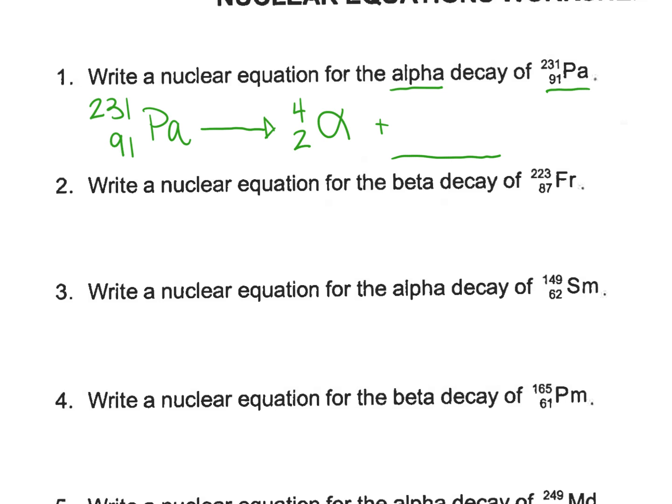Okay, so the easiest way to do that is to subtract. So what's 231 minus 4? Okay, so we're going to write 227 as our top number. And then what's 91 minus 2? Okay, so 89 is the bottom number. And then now 89 is going to identify the element. So if you look at your periodic table, what element is number 89? And you can just give me the symbol if you would like. Ac. Okay, so then we're going to write Ac.